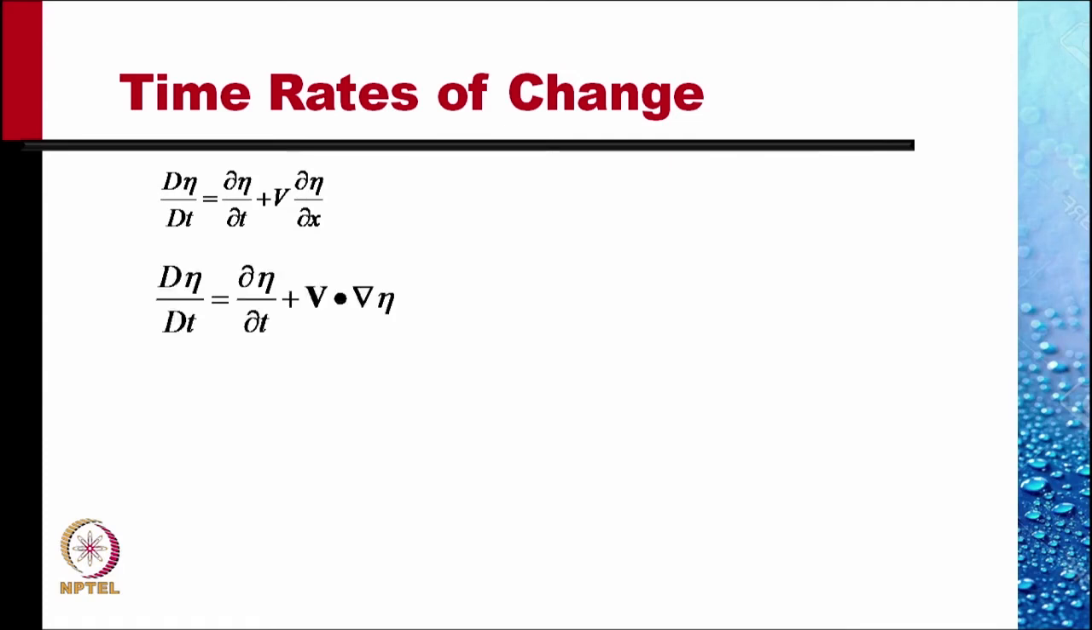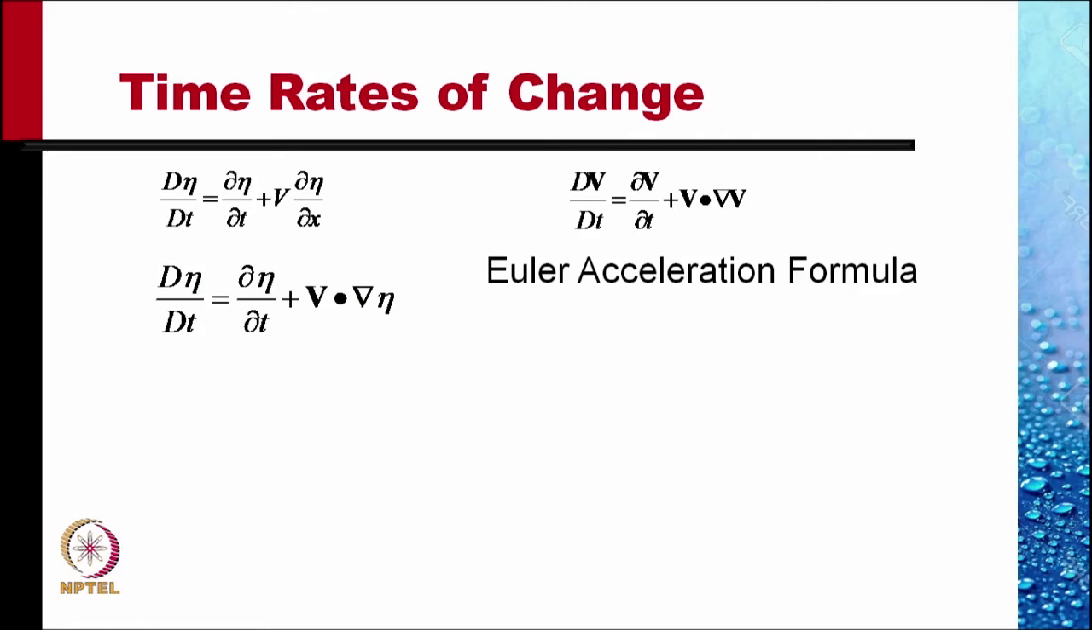In vector form, we can write this equation as d eta by dt is equal to del eta by del t plus vector v dot, the scalar dot product, the gradient of eta. If eta is taken as the velocity, then dv, the d velocity by dt, is acceleration. dv by dt is del v by del t plus v dot del v. This is known as Euler acceleration formula.